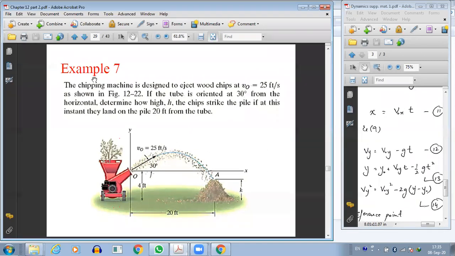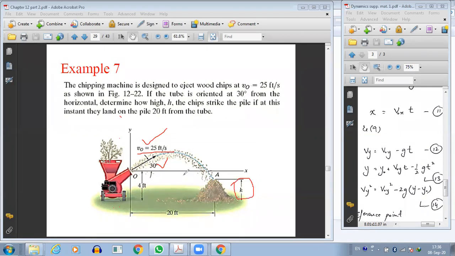A chipping machine is designed to eject wood chips at v naught equals 25 feet per second as shown in the figure. So the initial velocity is given, 25 feet per second, and the angle is 30 degrees. If the tube is oriented at 30 degrees from the horizontal, determine how high the chips strike the pile if at this instant they land on the pile 20 feet from the tube. So this is what we need to find out, this height.